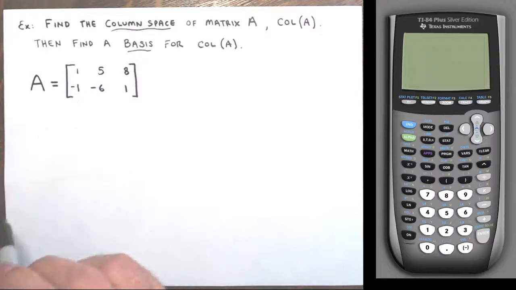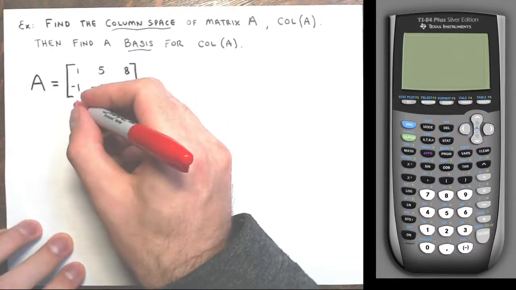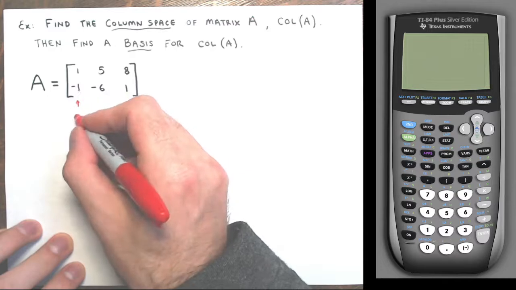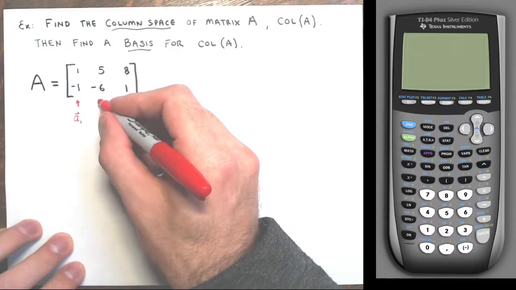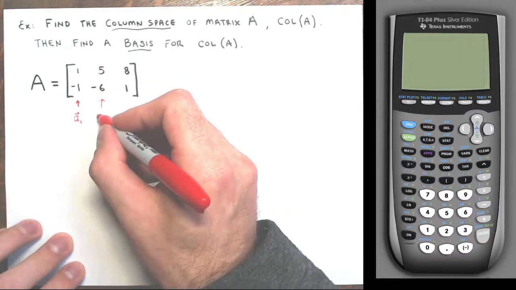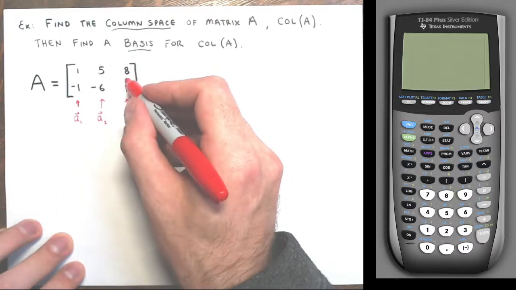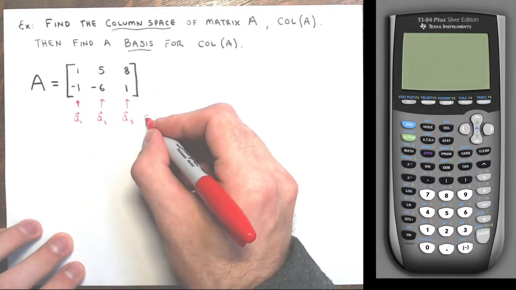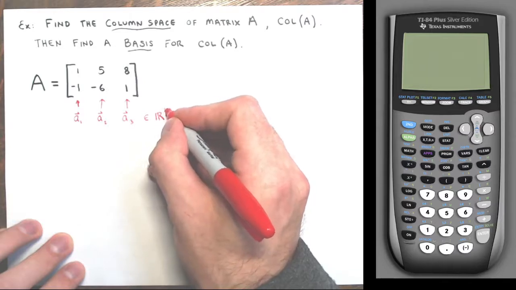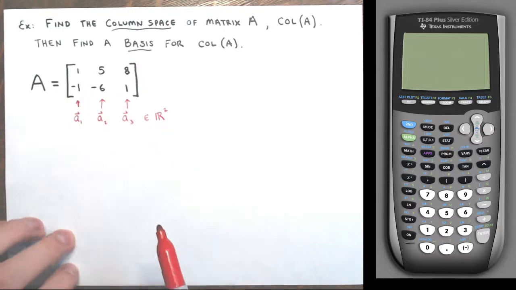Alright, so the column vectors here are this -1, 1, -1, right? Like I was doing on the first page, I'll call that vector A1. And then there's another column vector with components 5, -6. I'll call that A2. And a column vector with the two components 8, 1. I'll call that A3. And you notice how these all belong to R2, right? Each of them has two components, so all three of these belong to R2.